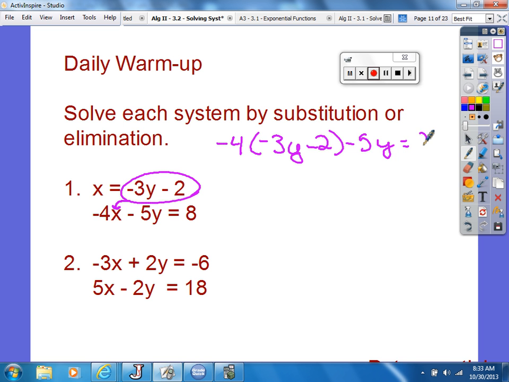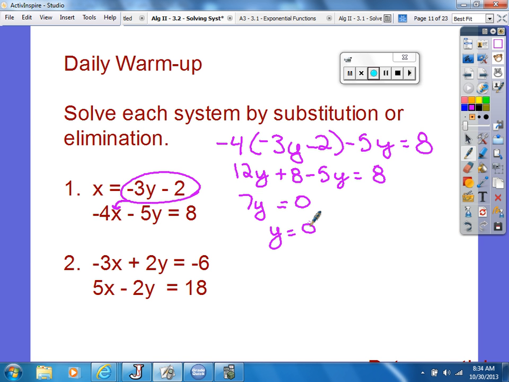5y equals 8. So I'll distribute. I get 12y plus 8 minus 5y equals 8. Add these together. 7y. I'm going to subtract the 8 over. 7y equals 0, so y equals 0. How many of you got y equals 0?